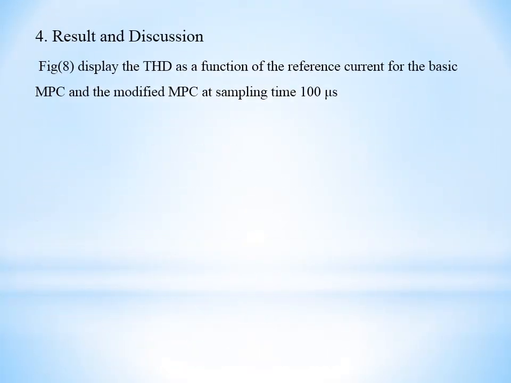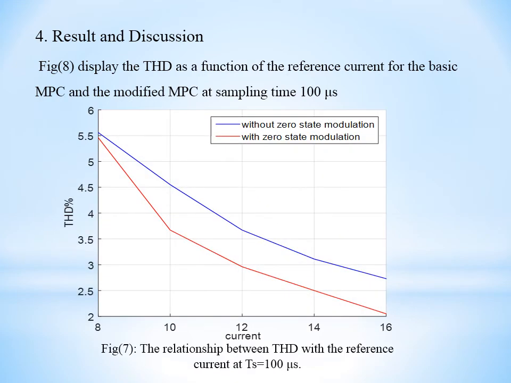Results and discussion. Figure 8 displays the THD as a function of the reference current for the basic MPC and the modified MPC at sampling time 100 microseconds. The results show that the inclusion of the zero state leads to a reduction of the harmonic distortion of the output current. It was also noted that the difference between the two methods decreases at low reference currents because the zero state is sometimes selected as an optimum state in the basic MPC.